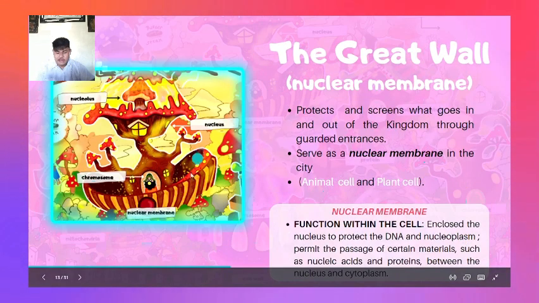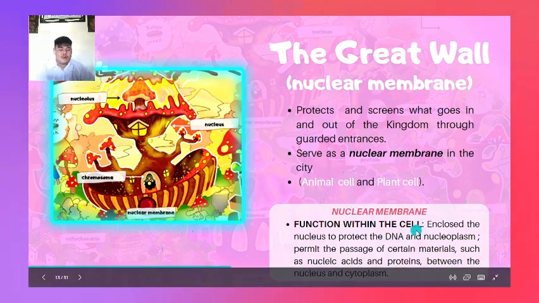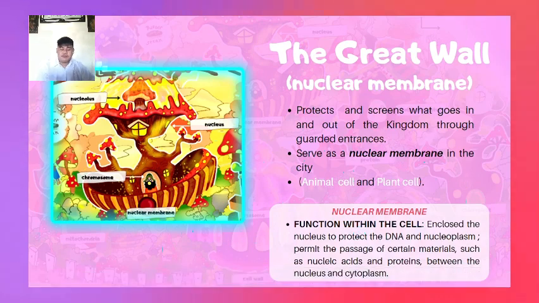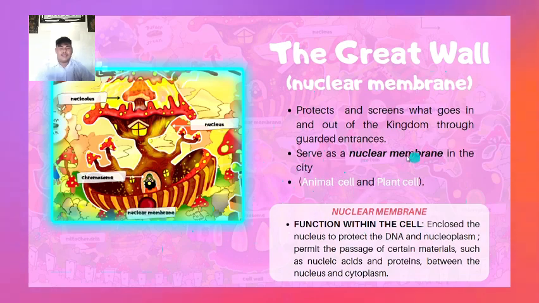Next, the Great Wall. This is the Great Wall. So the Great Wall protects and screens what goes in and out of the kingdom through guarded entrances. The Great Wall serves as a nuclear membrane in the cell because just like a nuclear membrane, it encloses the nucleus to protect the DNA and nucleoplasm. It also permits the passage of certain materials such as nucleic acids and proteins between the nucleus and cytoplasm. The nuclear membrane can be seen in the animal cell and the plant cell.